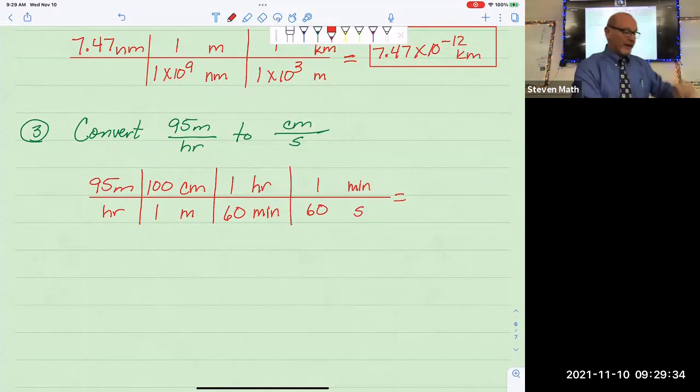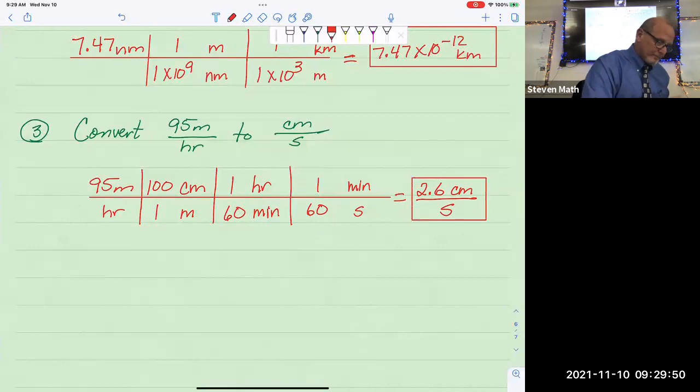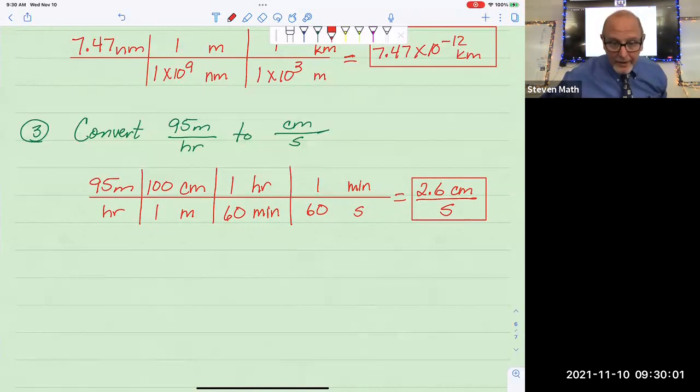95 has 2 sig figs. So my answer is going to have 2 sig figs. And it's going to be in centimeters per second. And that gets us sig figs, measurement, dimensional analysis. Poof.